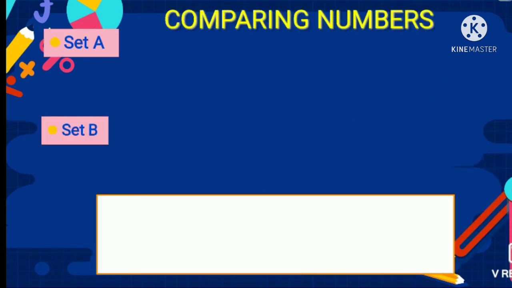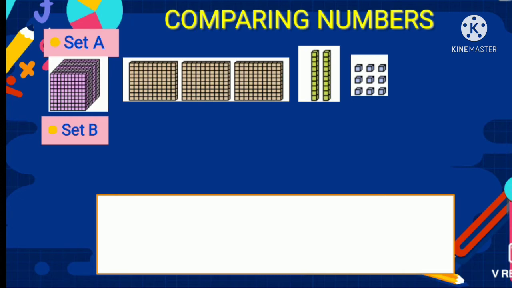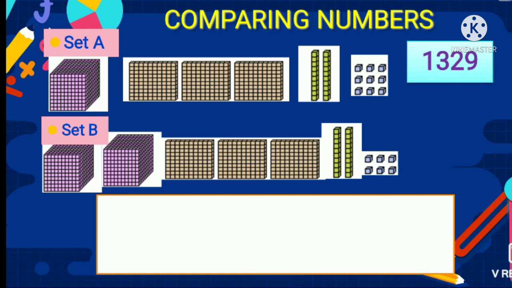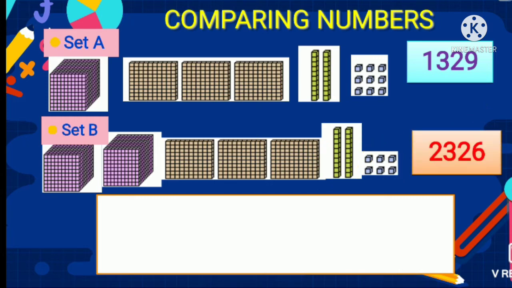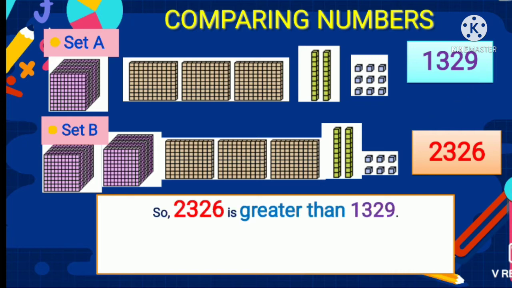First, let's compare number. If we have two sets of number, let's count it. First, the 1000, how many hundreds? 300, 20 and 9. So this is the number 1329. Let's compare with set B. How many thousand? 2326. So we have here 2326. Now which one is the greater?